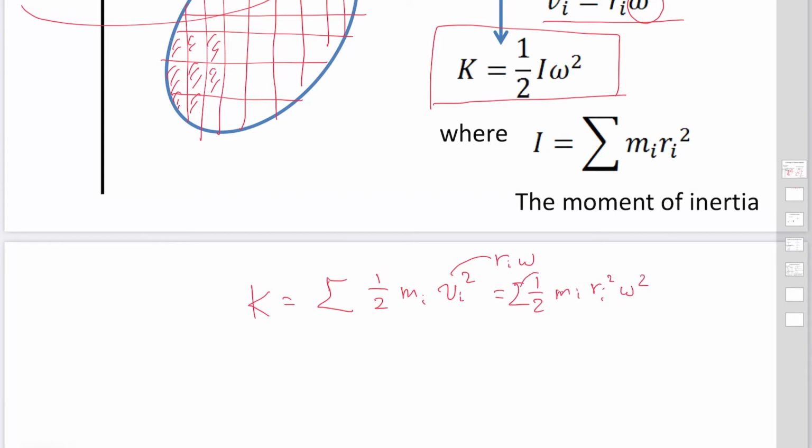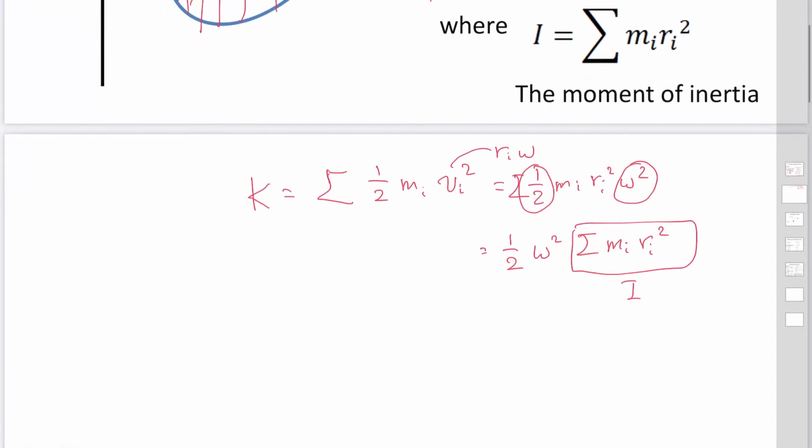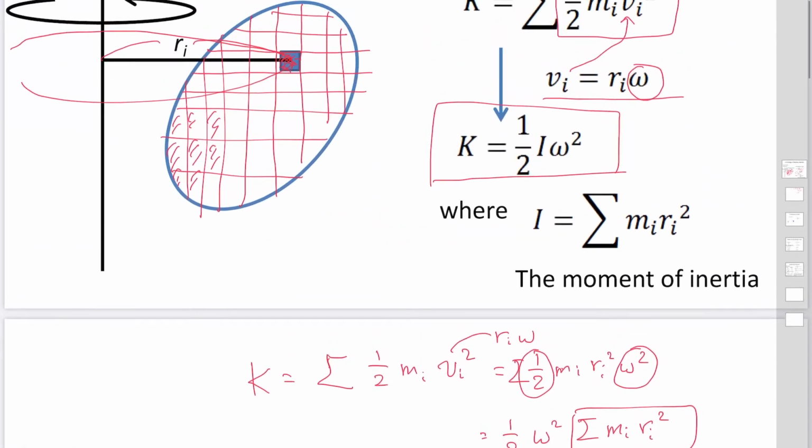And then 1 over 2 and omega squared are constants, so you can move them outside of the sigma, leaving m sub i r sub i squared. And if you name this I, the moment of inertia, the kinetic energy of a rigid body is expressed as 1 over 2 I omega squared. So we name it I, the moment of inertia.